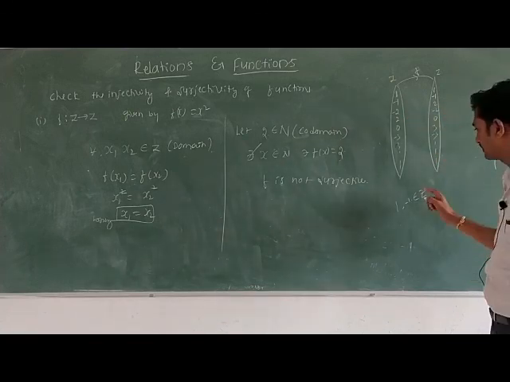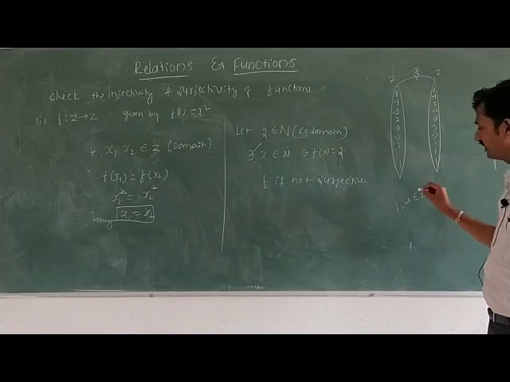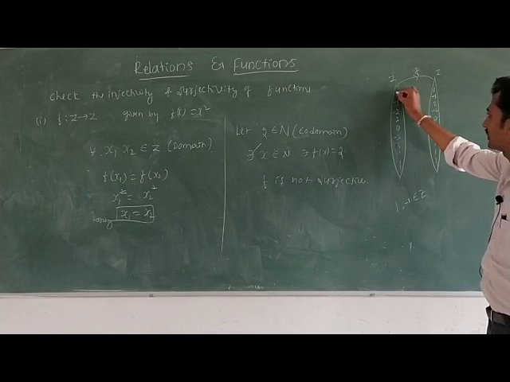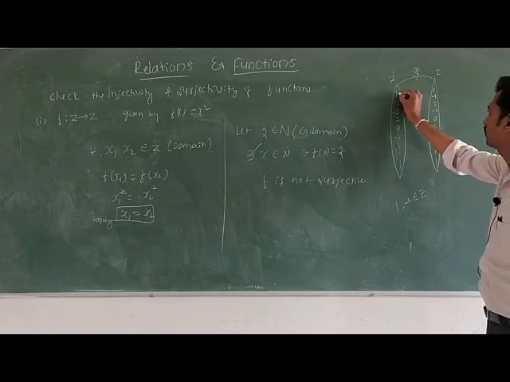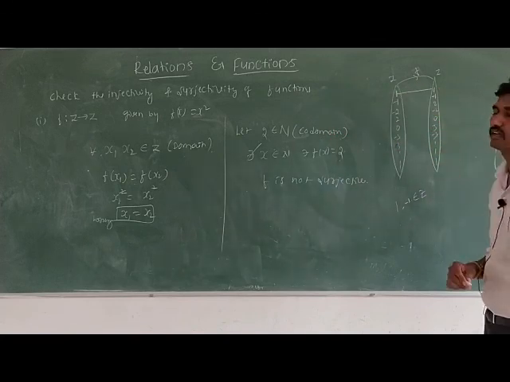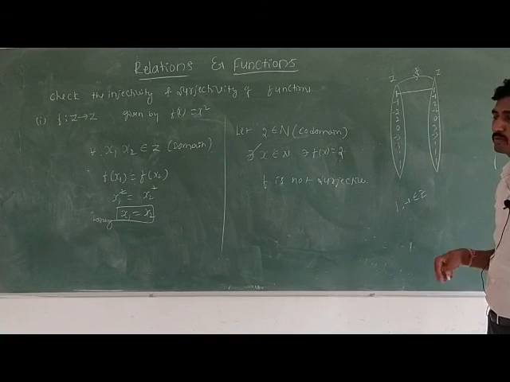Domain is Z, and minus 1 and plus 1 are both integers. Then if you apply 1, f of 1 is equal to 1 square. 1 square is nothing but 1, which means 1 is related with 1. If you write minus 1 in the place of x, then it will become minus 1 whole square.